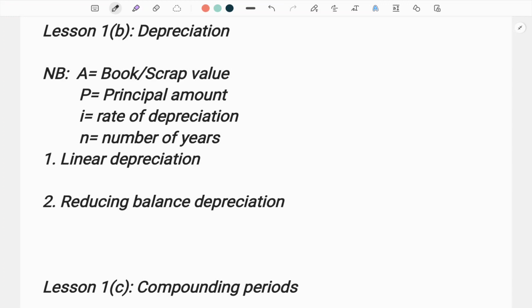Also with cars, they depreciate in value. There are a lot of things which depreciate: laptops, also shoes.